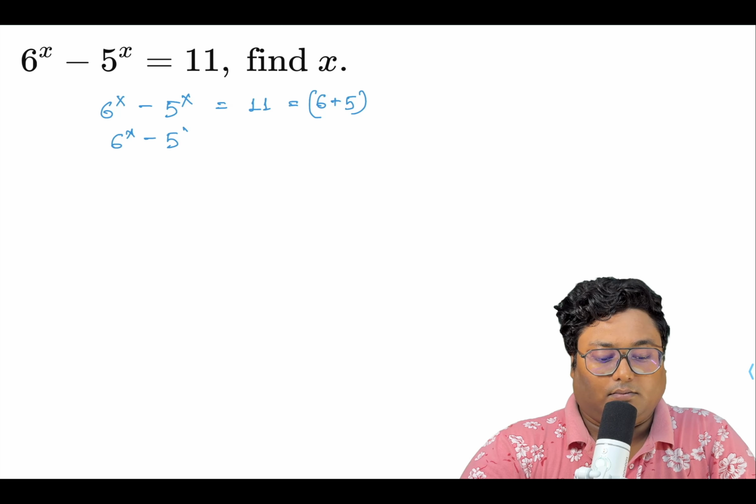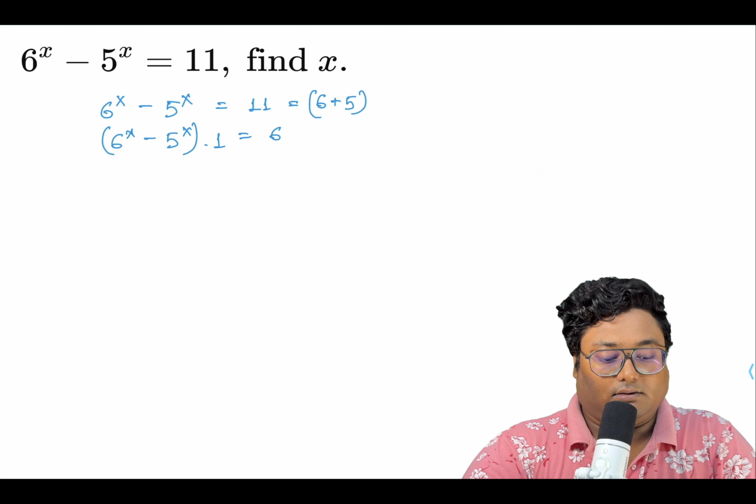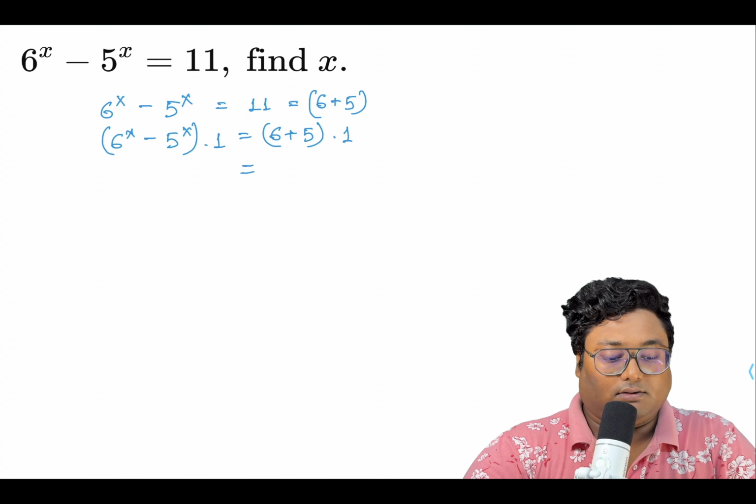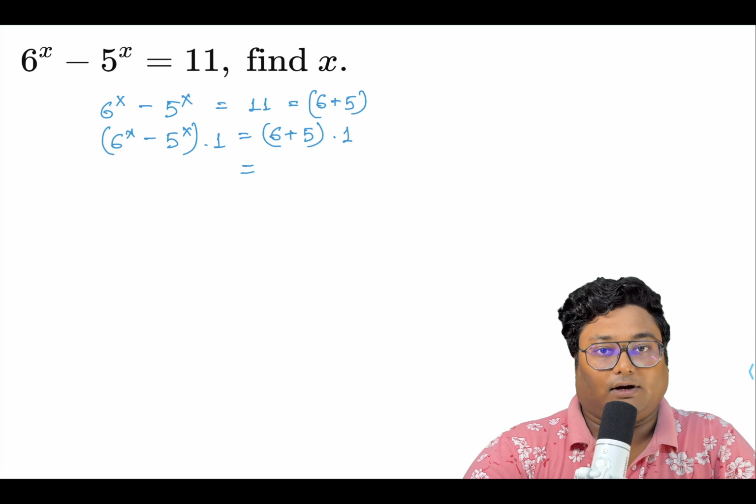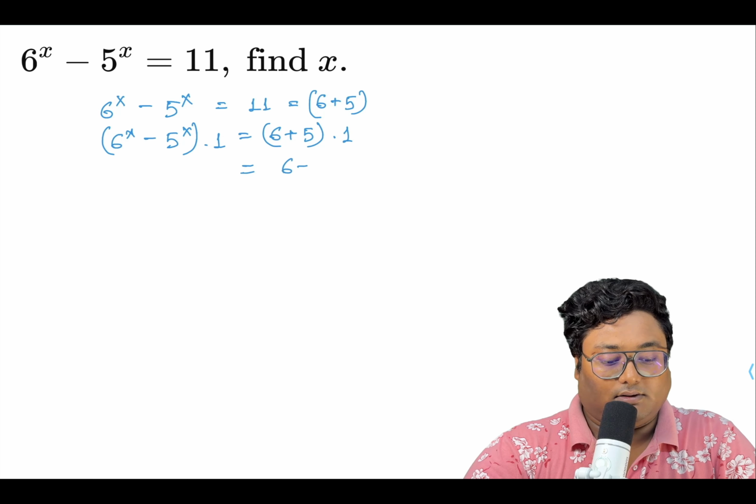Now, if I multiply this equation by 1 on both sides, what will happen? We'll have an advantage over here, right? So, this 1 I can write as 6 minus 5, right? So, let's write it down. Let's write this as 6 minus 5.